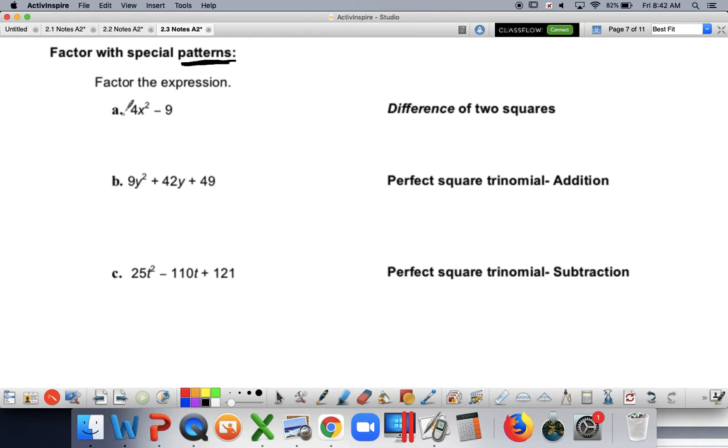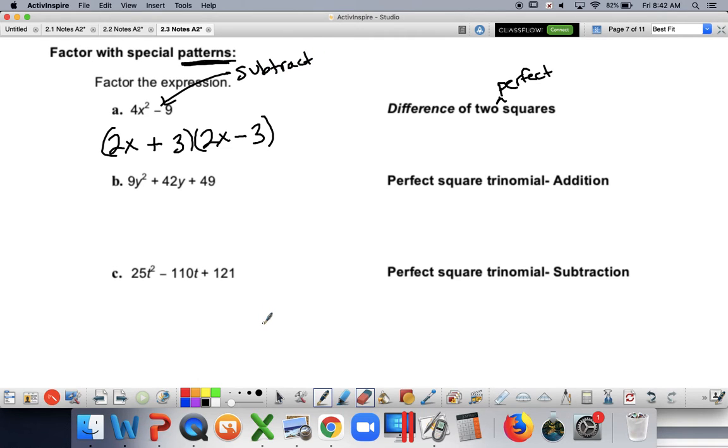So when we have what's called the difference of two perfect squares, I take the square root of what's up front. The square root of 4x squared is going to be 2x, so that goes in the front here. And I take the square root in the back, which is a 3. One becomes positive and one becomes negative. Now this only works if you have the difference, if you have a subtraction symbol. You have to be subtracting.